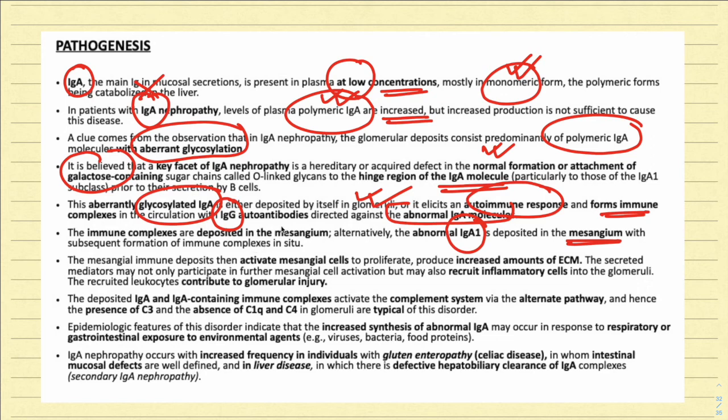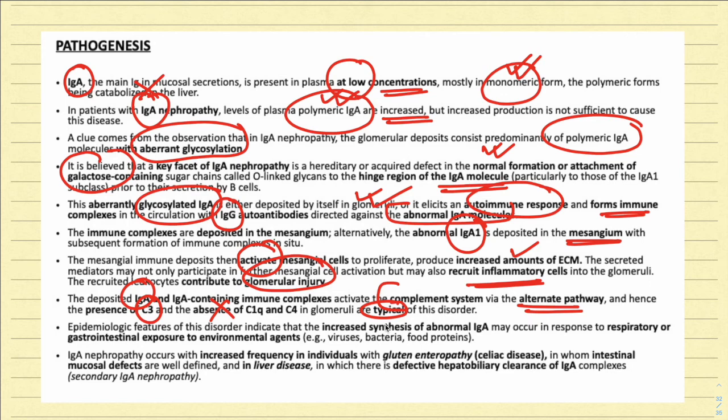Now what will happen? These mesangial deposits, whenever they deposit, will activate the mesangium. Once the mesangium is activated, there will be proliferation of the mesangial cells. They will increase the ECM deposit, plus they will recruit more inflammatory cells. So there will be inflammation along with glomerular injury. Now the deposited IgA and IgA-containing immune complex will also activate the complement via the alternate pathway, and here also the presence of C3 and absence of C1q and C4 in the glomerulus is typical of this disorder.